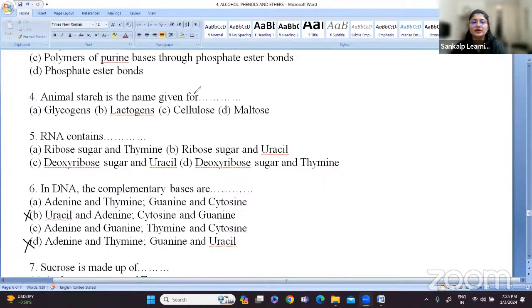Okay, I've got the answers. Vedvati, Netravati, and Priyanka have answered it as A. Yes, it is correct. A with T, and G with C. Fine, good. We'll go for the next one.